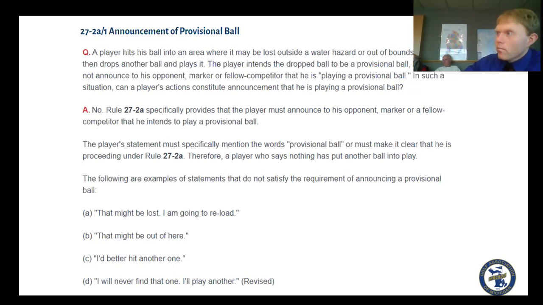If you're not an official and your opponent or your fellow competitor is doing that, I do that a lot. If they're going to go hit, I'll say, what are you doing? Are you playing a provisional ball? Yes, I'm playing a provisional ball. That's great, another good example of what we should be doing out there.